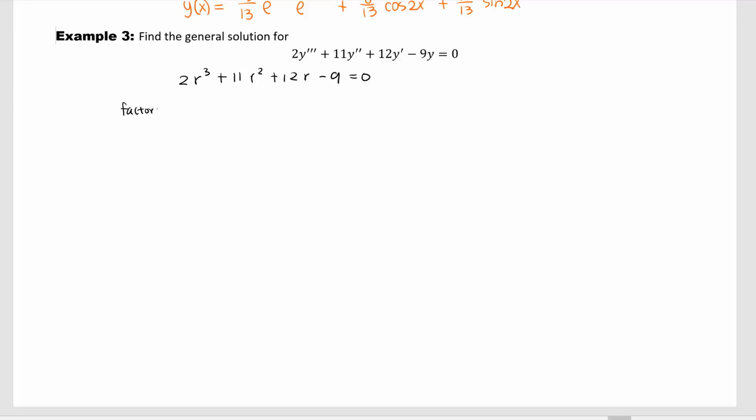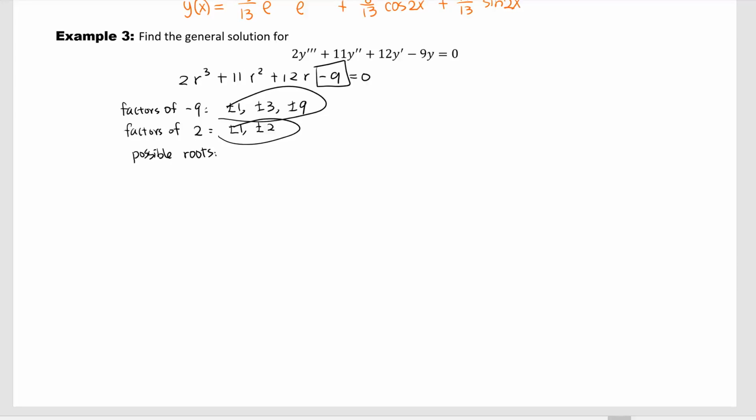What are the factors of the constant term? Plus or minus 1, plus or minus 3, plus or minus 9. How about the factors of 2, the leading coefficient? Plus or minus 1, plus or minus 2. See, in this example the leading coefficient is 2, it's not 1, so we have more interesting results. So the possible roots are these divided by those.